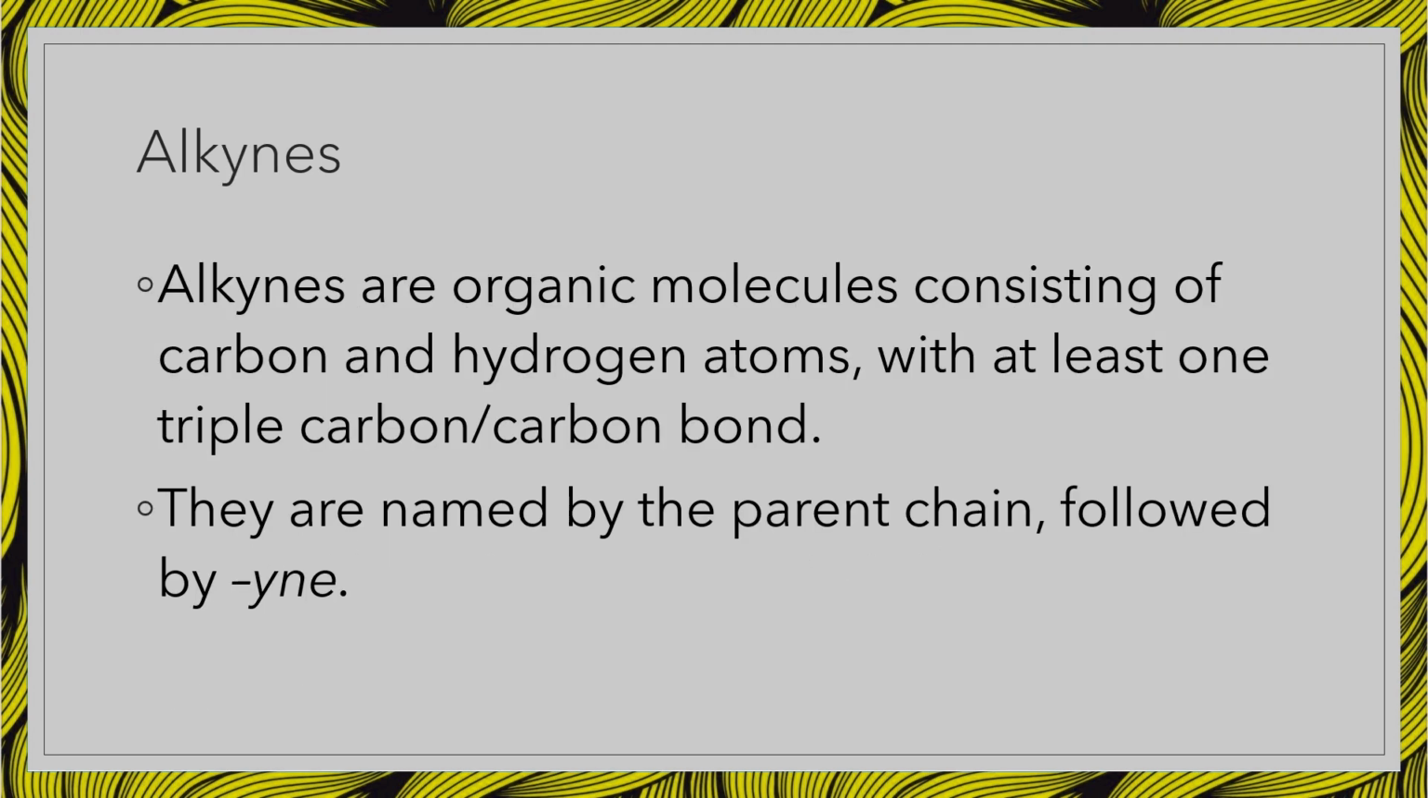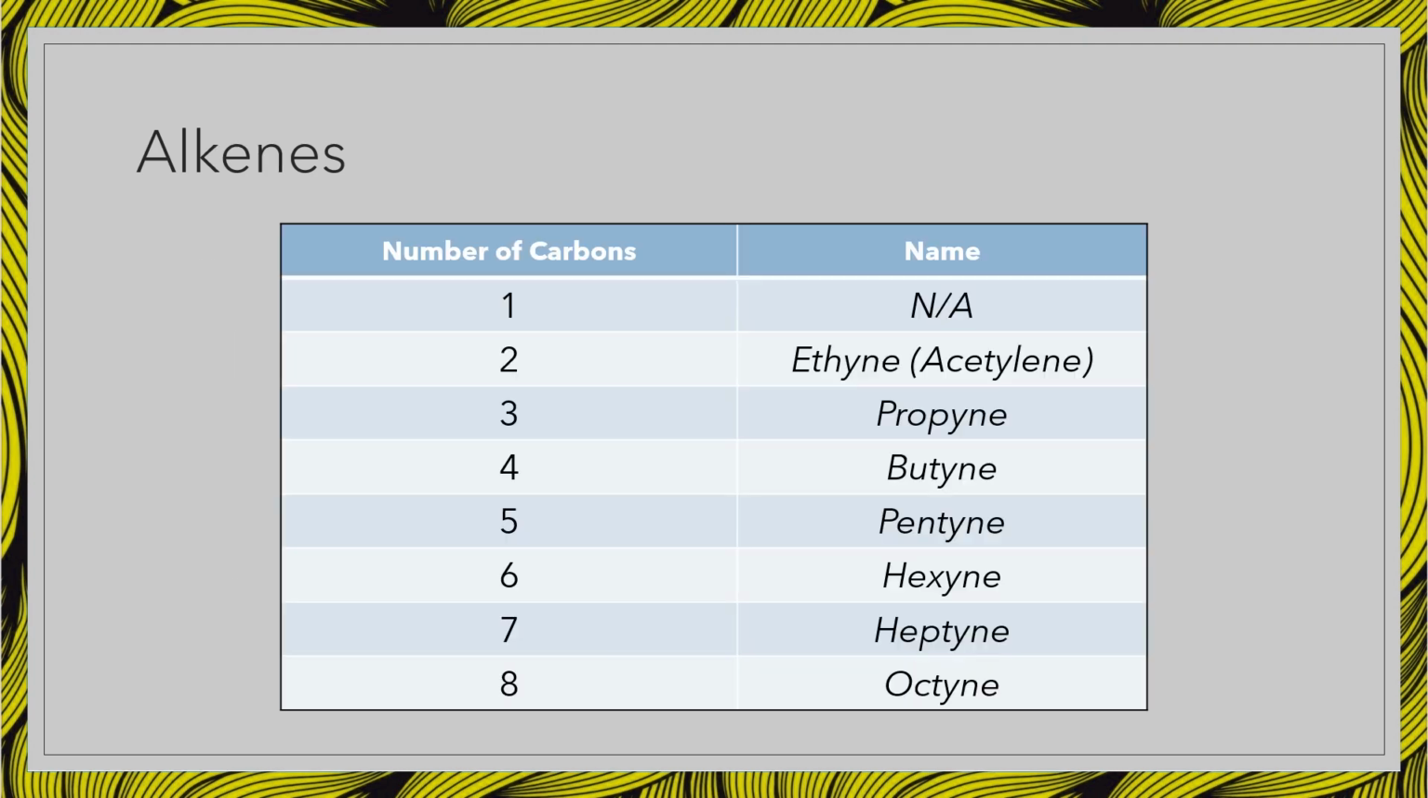Now, alkynes. Alkynes are organic molecules consisting of carbon and hydrogen atoms with at least one triple carbon-carbon bond. And they are named by the parent chain followed by -yne. Now, again, we need at least 2 carbons for alkynes. The first one is ethyne. The common name for that is acetylene. So if you ever use an oxyacetylene torch, you're using ethyne. We also have propyne, butyne, pentyne, hexyne, heptyne, octyne.